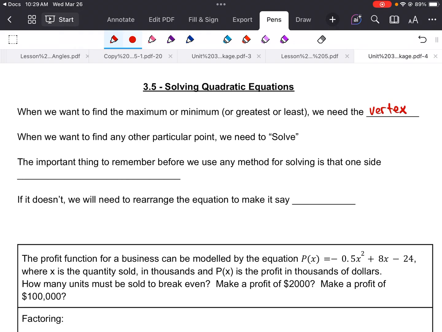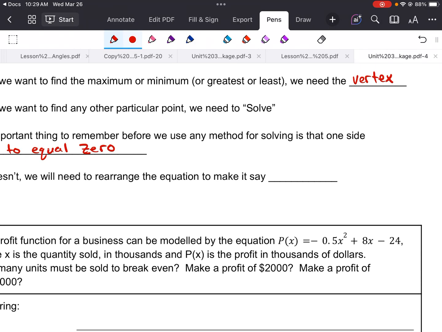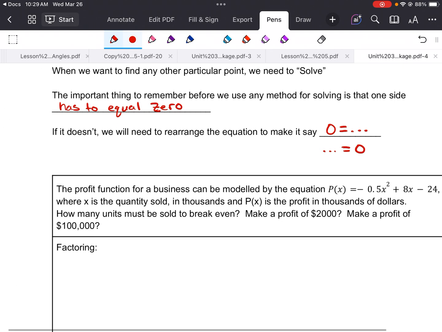The important thing to remember before we use any method for solving is that one side has to equal 0. If it doesn't, we will need to rearrange the equation to make it say 0 equals something or something equals 0. It doesn't matter which side of the equal sign you put your 0, but one of them needs to be 0.